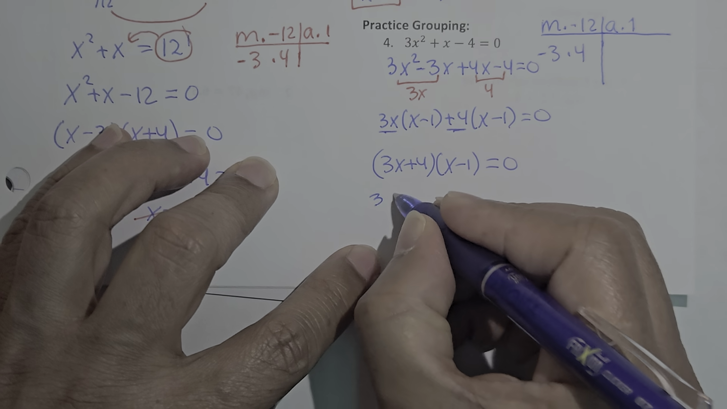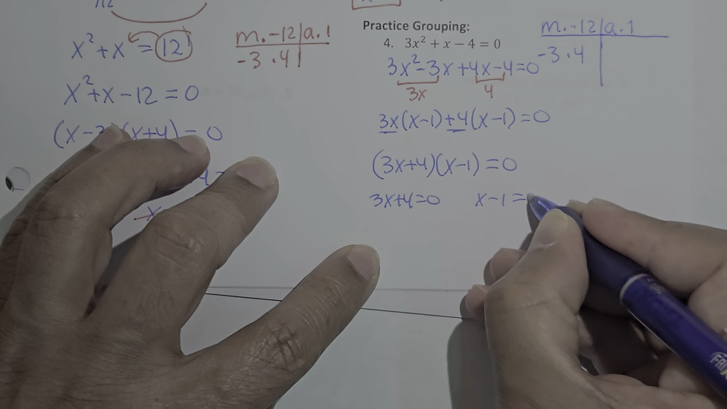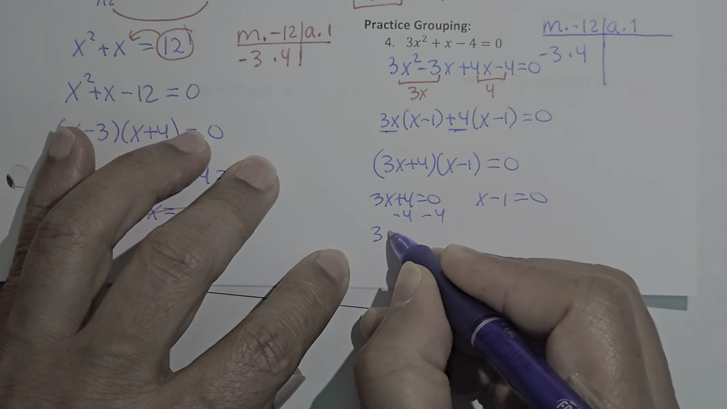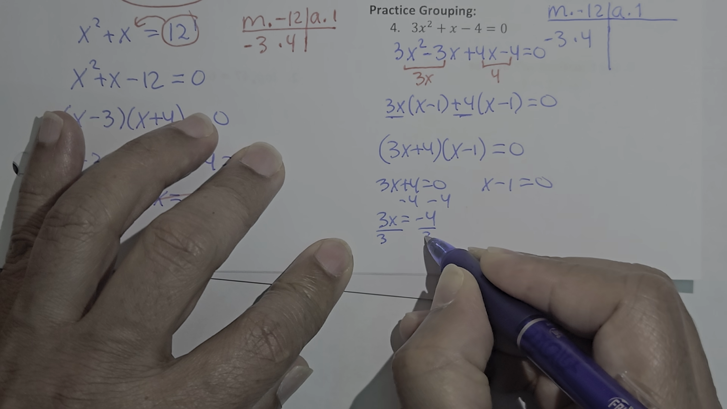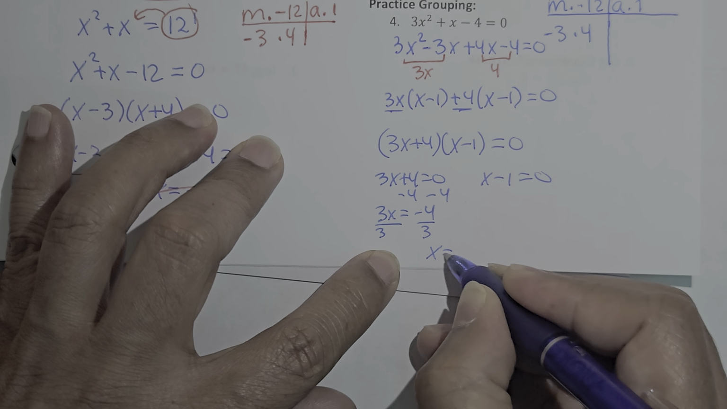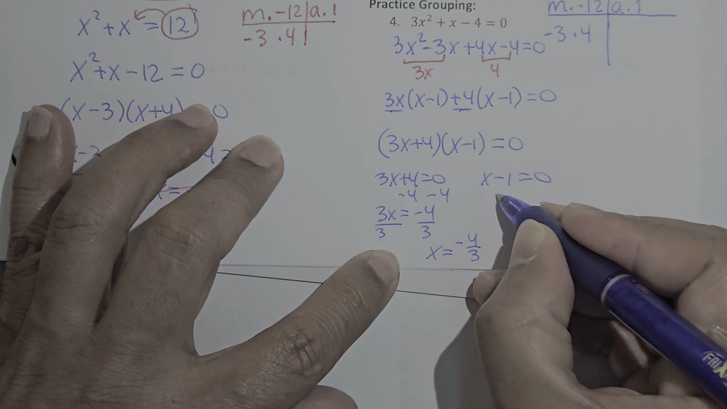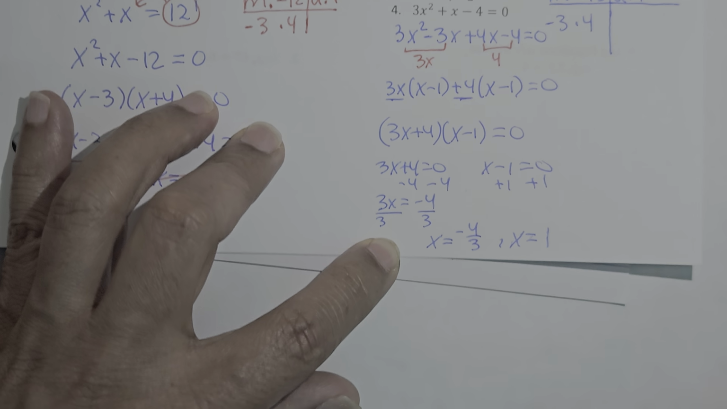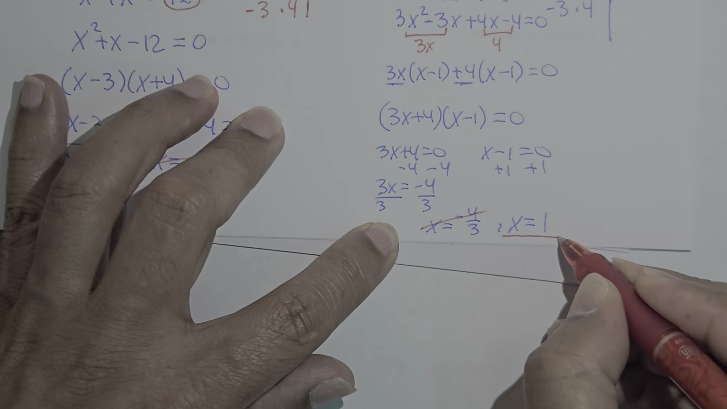So first we have 3x plus 4 equals 0, and the other is x minus 1 equals 0. This one you would subtract 4, so we have 3x equals negative 4, then divide by 3. So one solution is x equals negative 4 thirds, and for this one you just add 1, right? So then the other solution is x equals 1. But again, this is negative, so we cannot use this solution. We can only use this one, okay?